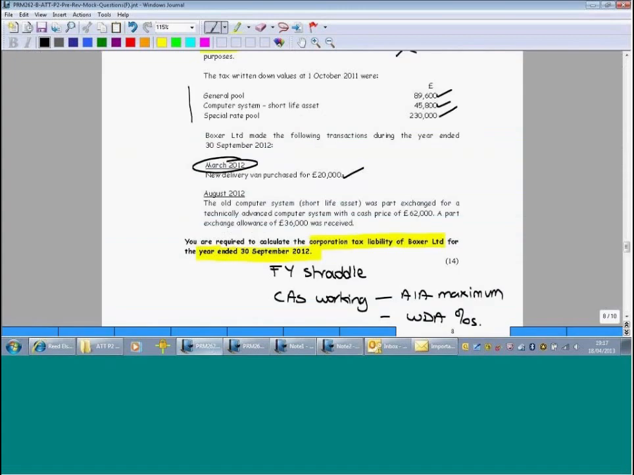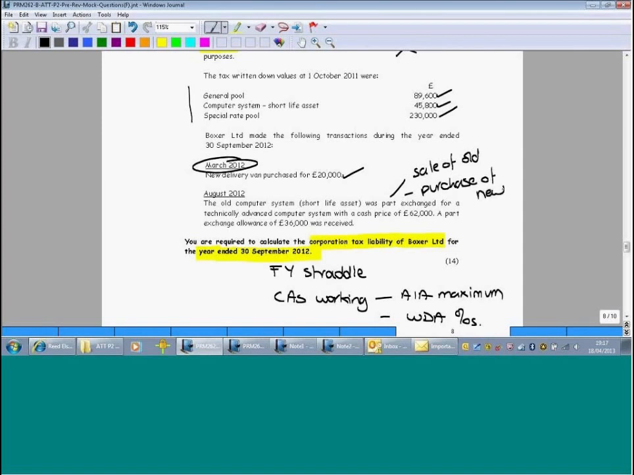And we're also told that the old computer system, the short life asset, was part exchanged for a new system with a cash price of £62,000. A part exchange allowance of £36,000 was received. Well, remember, with part exchange, two things are happening. You've got a sale of the old, and you've got the purchase of the new. So two completely separate things happening for capital allowance purposes.